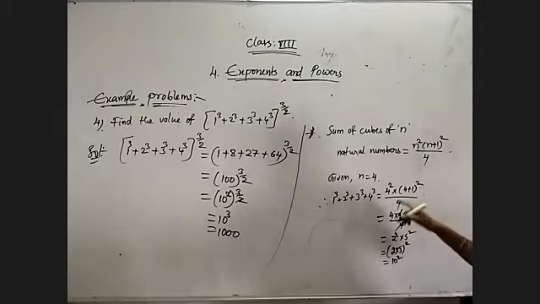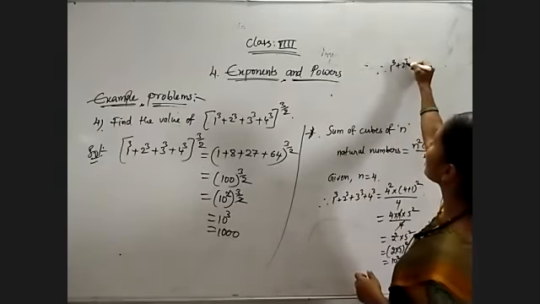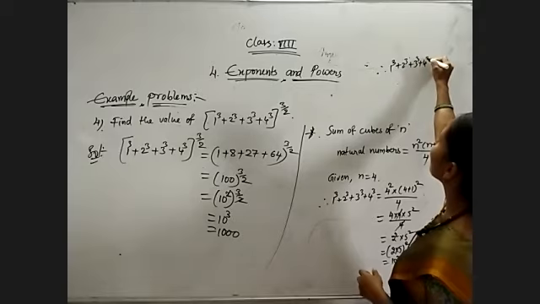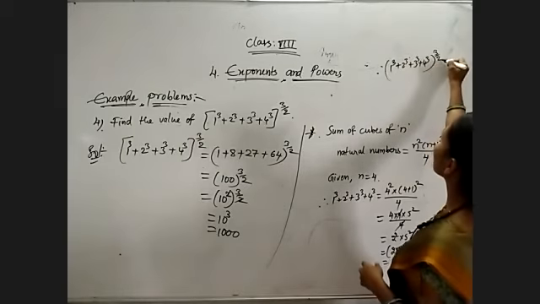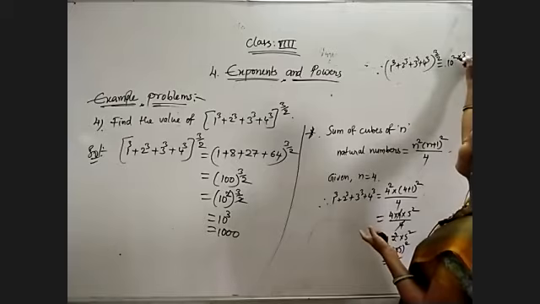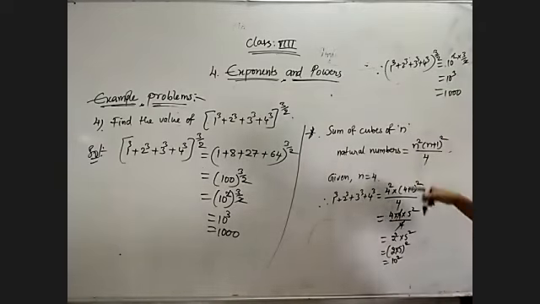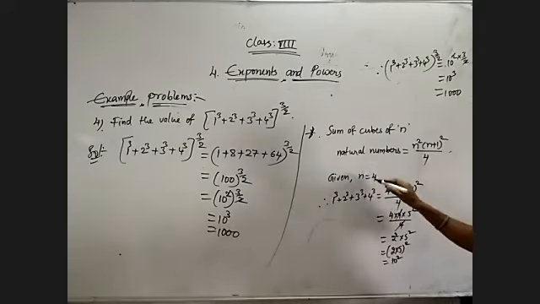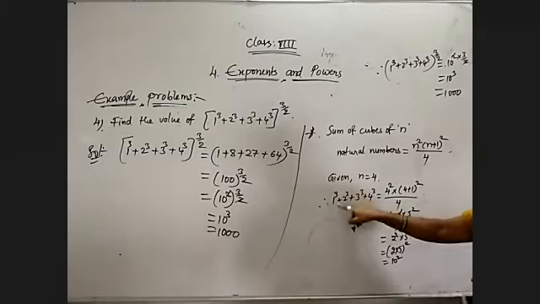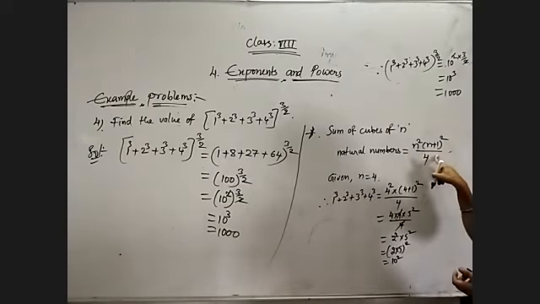10 square I got. But what is the required value? 1 cube plus 2 cube plus 3 cube plus 4 cube whole to the power of 3 by 2. So this value I got 10 square and into 3 by 2, 2 will get cancelled. 10 cube. 10 cube is nothing but 1,000. So by using the formula like that we must have. Whenever you are getting natural numbers, 1 to n and their cube sum, in that case we need to use the formula n square into n plus 1 whole square by 4.